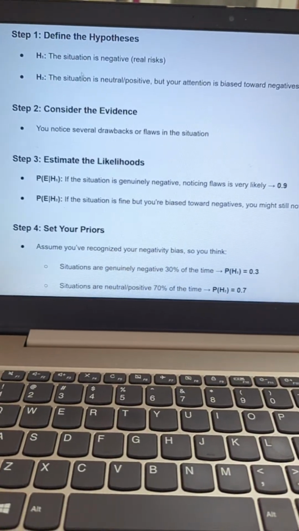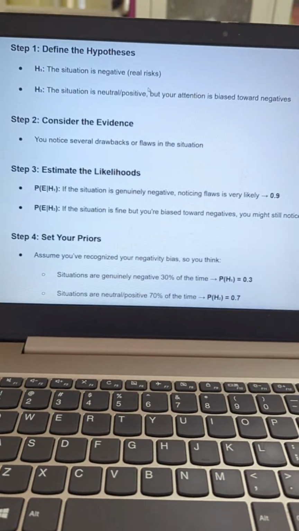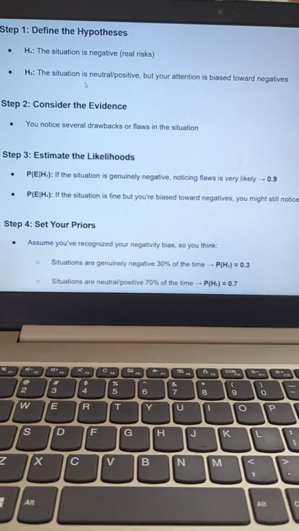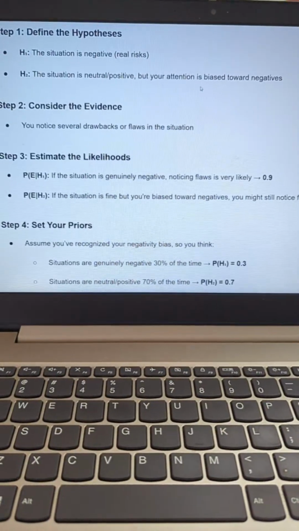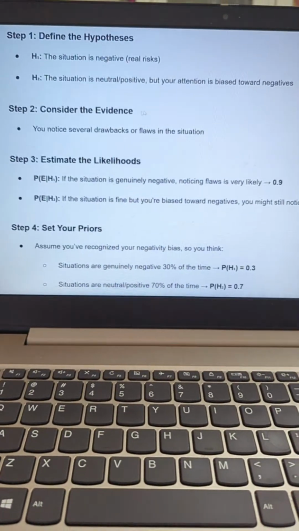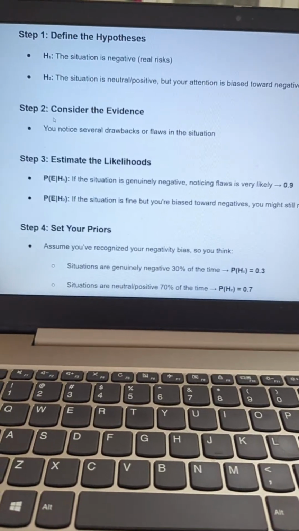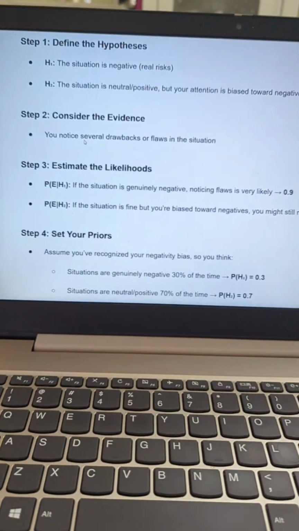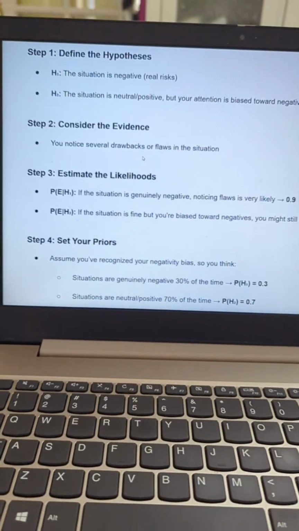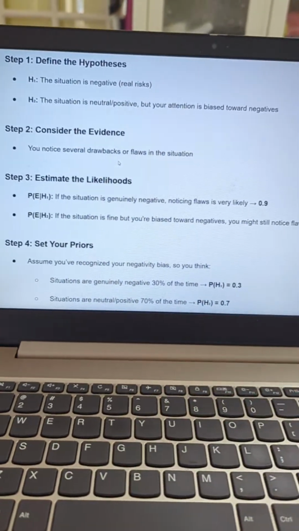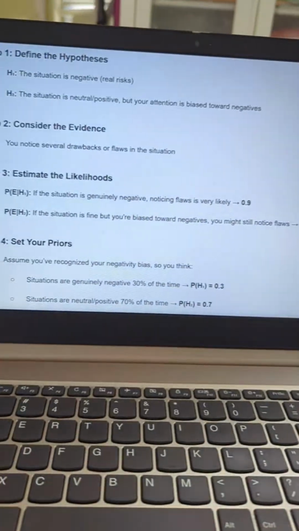Hypothesis 1 is the situation is actually negative. There are real risks. Hypothesis 2 is the situation is, let's say, neutral or positive, but your attention is biased, right? So step 2, we consider the evidence. Once again, what's the evidence? You notice several drawbacks or flaws, right? And we're always going to notice flaws. You can look very, very hard at anything, and you will find flaws. Isn't that true?